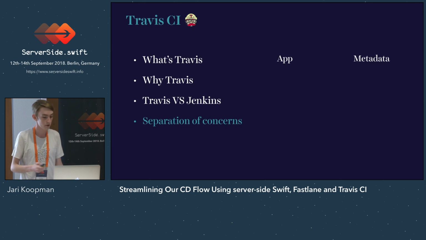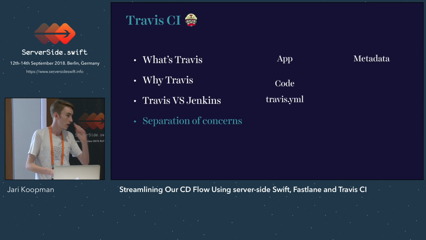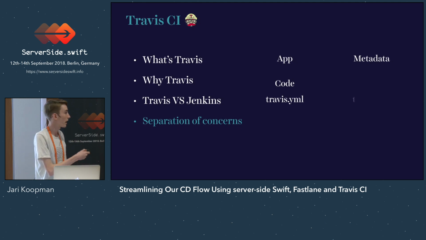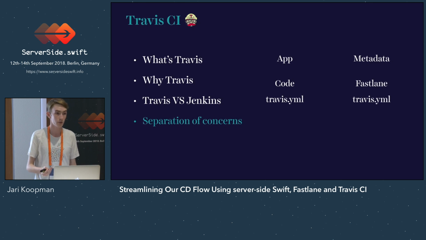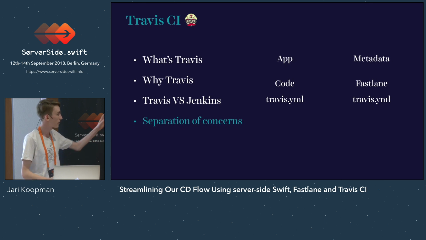Now our app repository holds our code and a Travis file, but this Travis file is only used for checking pull requests and building the beta app builds, so adding them to TestFlight. Then our metadata repository actually holds all our Fastlane required files and a Travis file that we use for our release process. So they're completely separate. You can update the code without having to check the metadata repository.